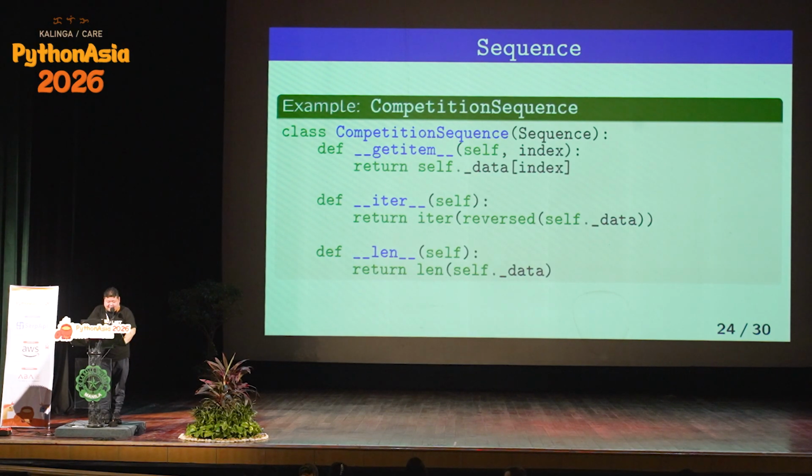Now, look at the computation sequence. It defines both methods, __getitem__ and __iter__. __getitem__ returns items in normal order, but __iter__ returns them in reverse order. When both methods exist, which one does the for loop use?